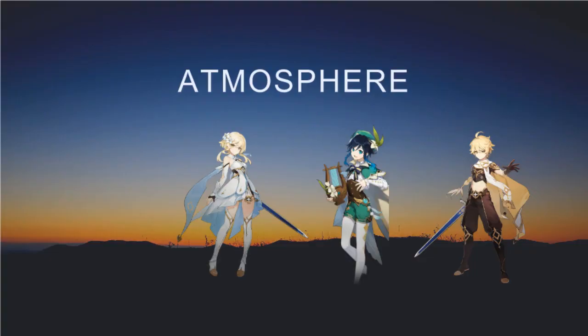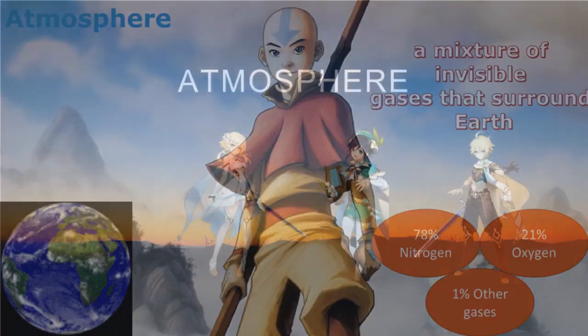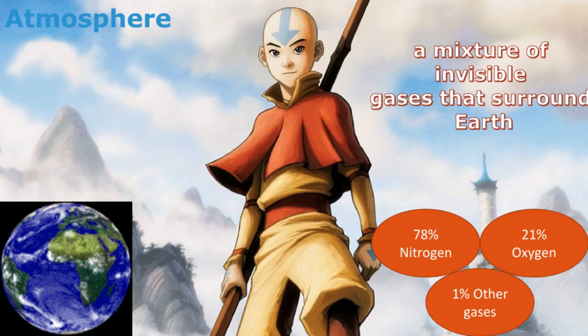We have the third one, and that is the atmosphere. This is a very huge envelope of air that surrounds the Earth and is pulled by the gravitational force of the Earth. The Earth's atmosphere is primarily composed of 78% nitrogen and 21% oxygen. Other gases like argon, carbon dioxide, carbon monoxide, ozone, hydrogen, helium and other inert gases make up the remaining 1%.